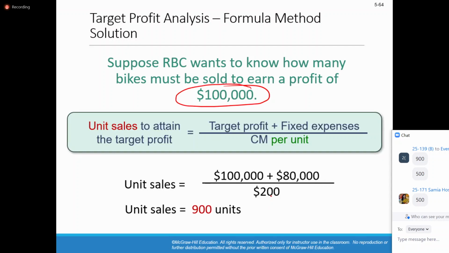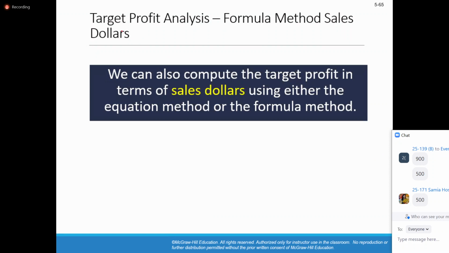Now we like to see that we have solved the problem in terms of quantity, I mean in terms of units. Now, in addition to units, we like to know what the sales level required is in terms of dollars, or taka, or any monetary unit. How many dollars of sales do I need to achieve to attain the target profit? Okay, so let's see the case.